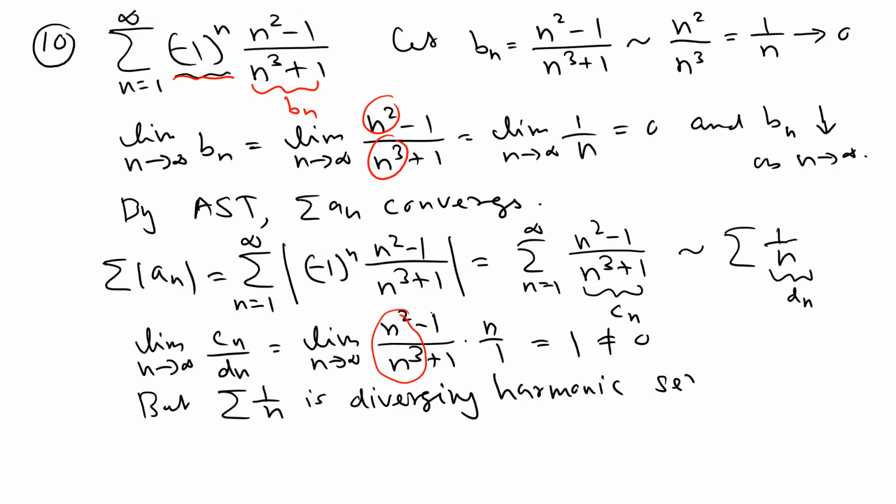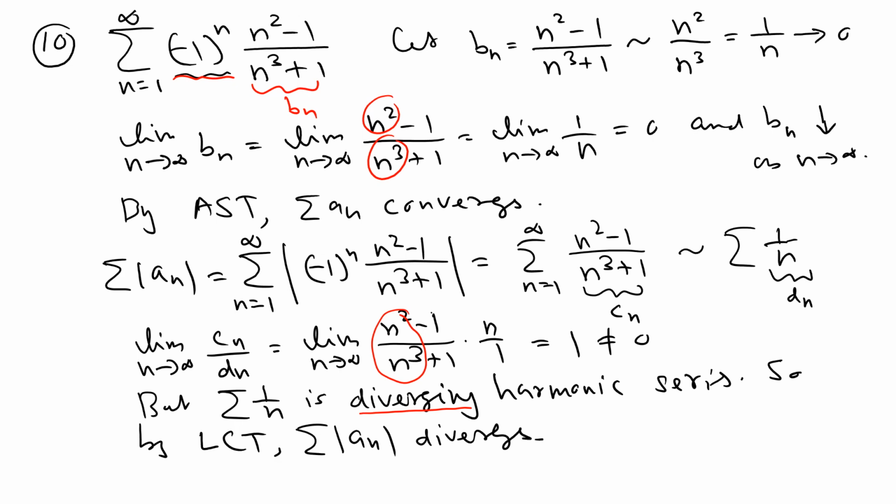Diverging harmonic series. So therefore the other one also has to diverge by the limit comparison test. So by the limit comparison test, the original series sigma an, in absolute value, because we consider the absolute series. Let's write it like that. So the absolute series diverges.